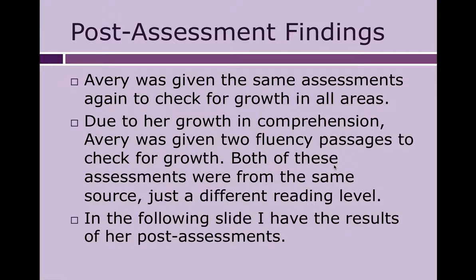When we first started our process together, Avery was an independent G and working upwards. We can't just stay at the same reading level. So due to her growth, she actually grew to an independent I in comprehension, and that's again with Fountas and Pinnell. And so I decided to give her 2 fluency passages. One was the exact same as the pre-assessment, and another fluency passage was at the independent I reading level.